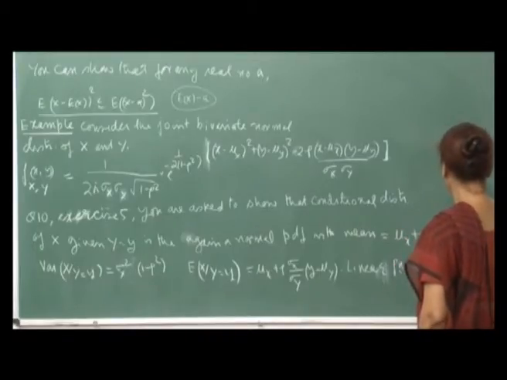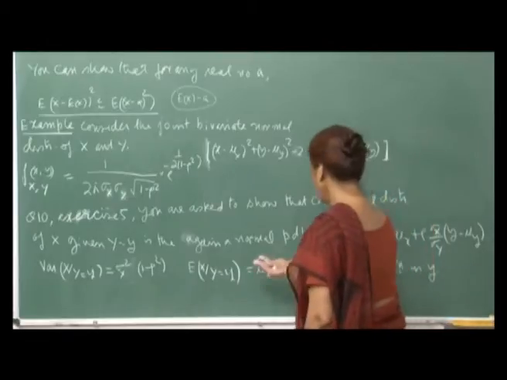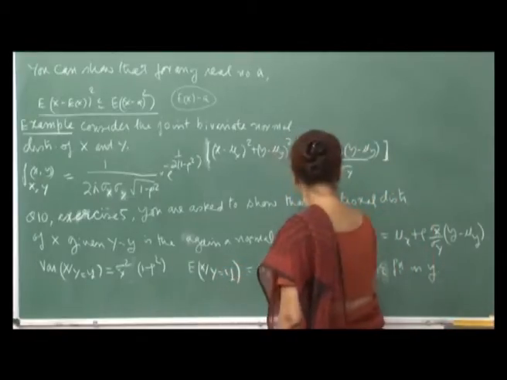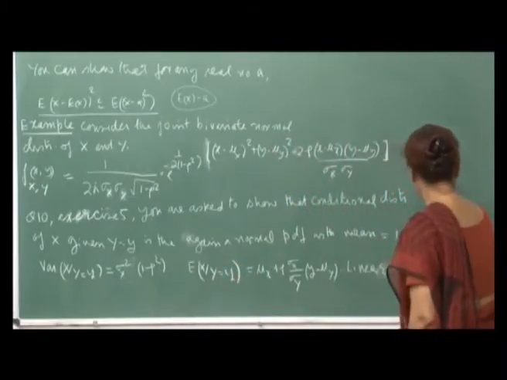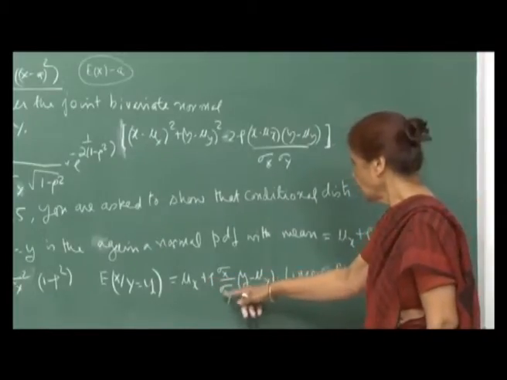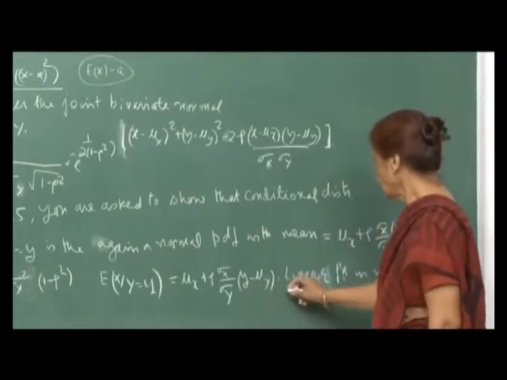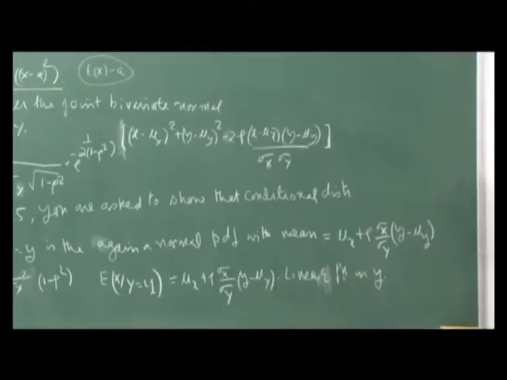So, this is your mean and that is your variance. Therefore, the expectation of x given y equal to small y will be this mean, because this is for capital Y equal to small y. So, this is mu x plus rho into sigma x upon sigma y, into y minus mu y, which is again a linear function of y.